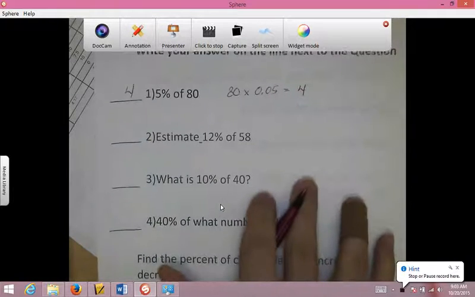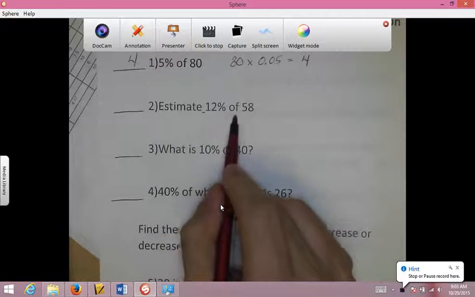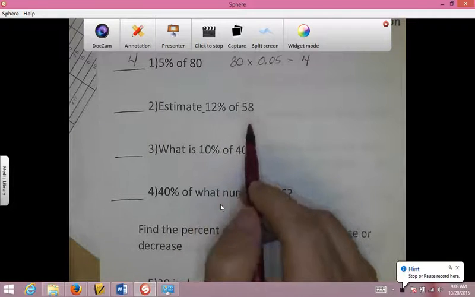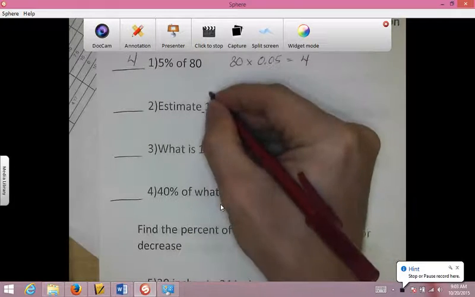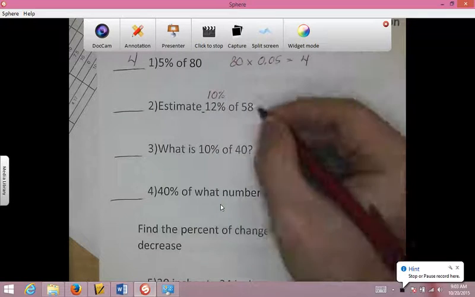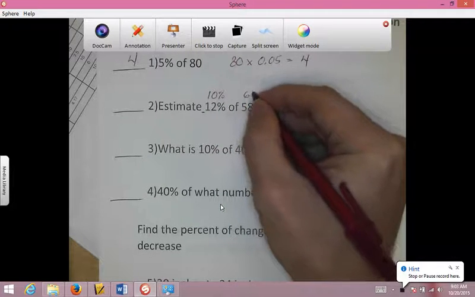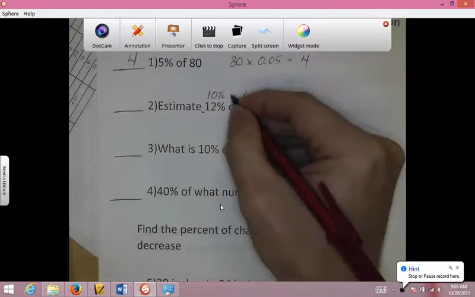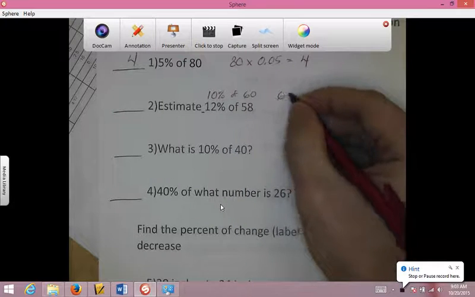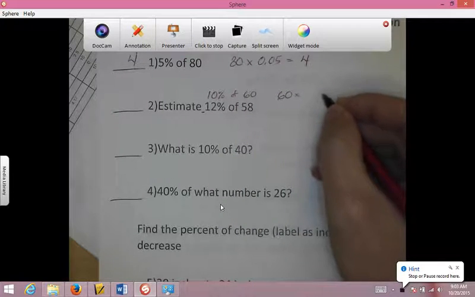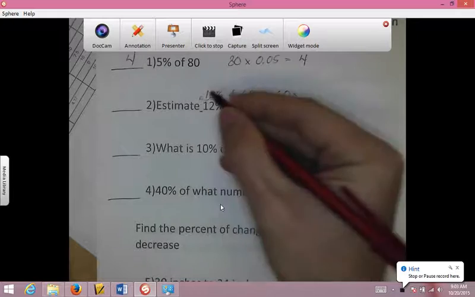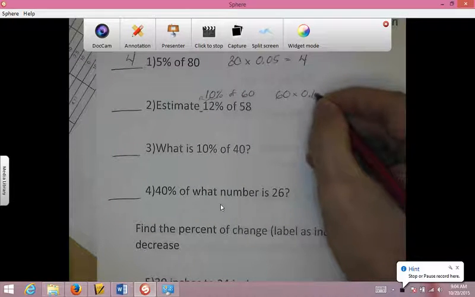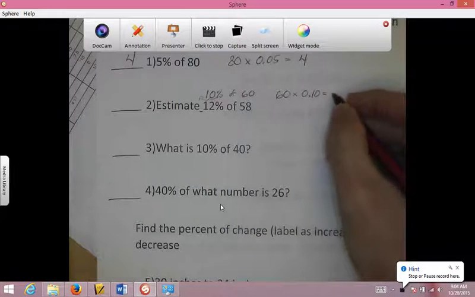Number 2, estimate 12% of 58. 12%, we estimate that to 10. 58, close to 60, we estimate it to that. So now we have 10% of 60. So we're going to take 60, we're going to multiply it by 10% as a decimal. Remember, always 2 spaces to the left, 0.10. When we multiply that in our calculator, we end up with 6.